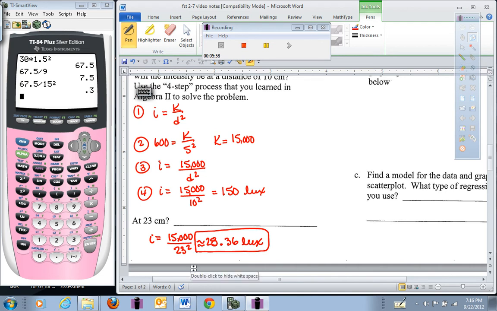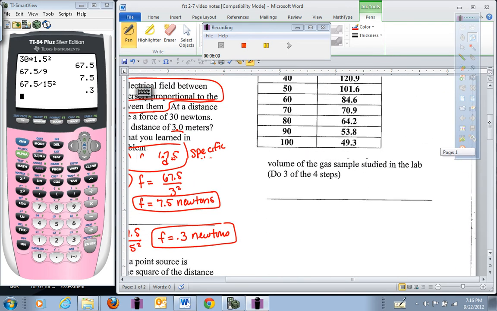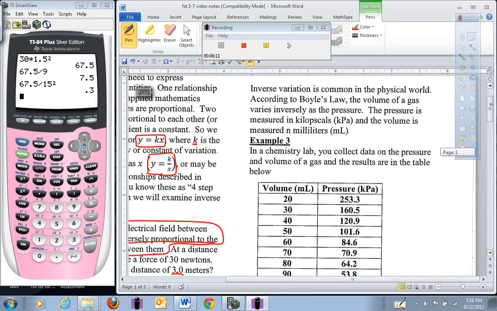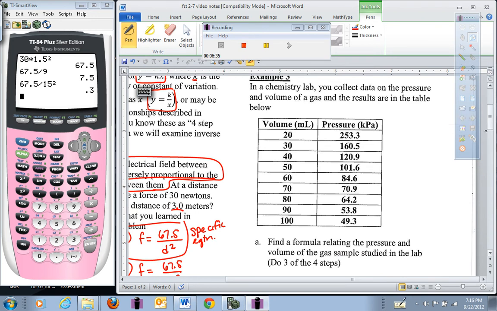Okay, if you think you're pretty sharp at doing those, then I think you'll find this next part something that you remember or something that you might be able to do. In the second column it says inverse variation is common to the physical world. According to Boyle's law, the volume of a gas varies inversely as the pressure. The pressure is measured in kilopascals and the volume is measured in milliliters. Okay? So example 3 says, in a chemistry lab you collect data on the pressure and volume of the gas, and the results are in this table below.